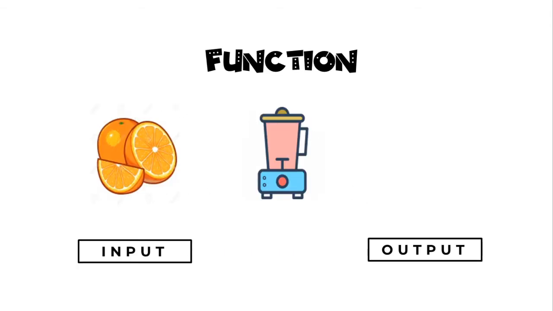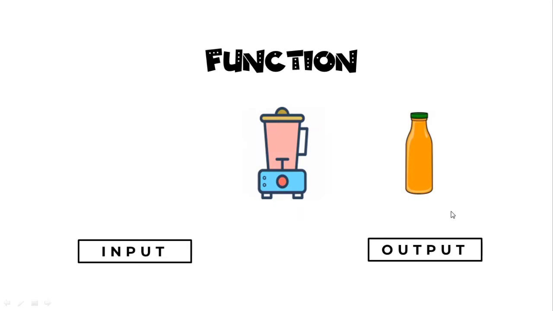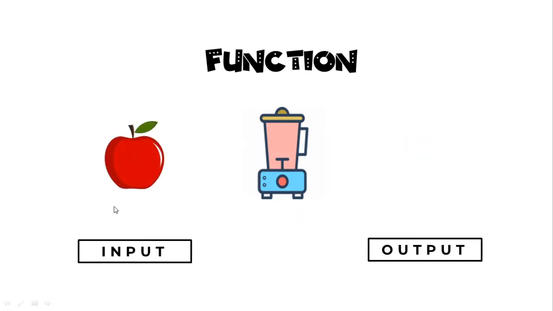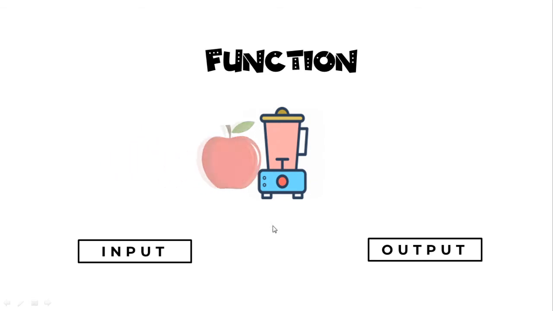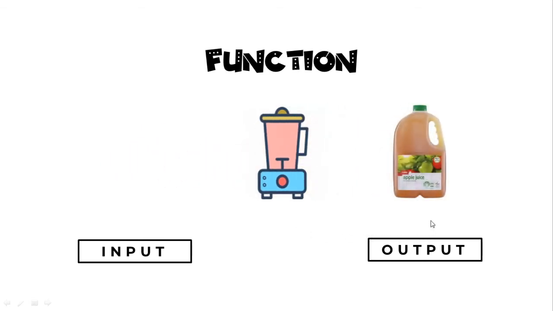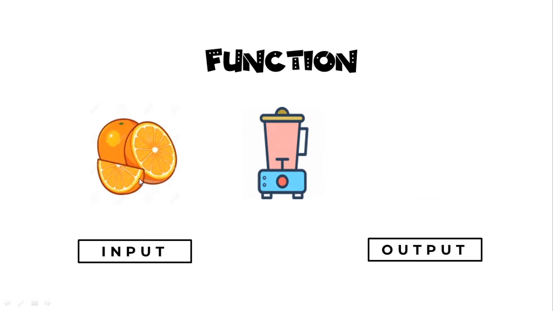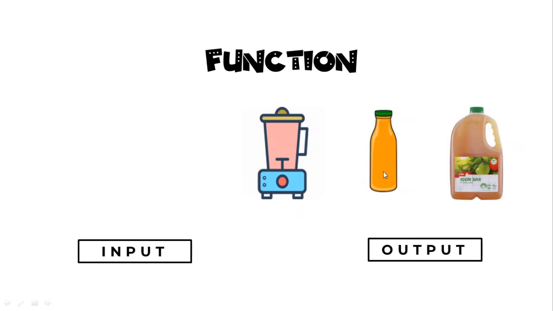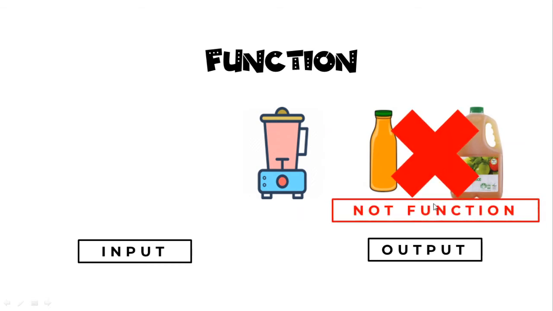Okay. So we have a visual representation of a function. So meron tayo ditong orange and meron tayo ditong juicer. Kapag ang input natin ay orange, ang magiging output niya is orange juice. Kapag ang input naman natin ay apple, ang output naman natin is apple juice. So kapag ang input natin ay orange, hindi siya pwedeng maging orange juice and apple juice ang output. This is not a function.